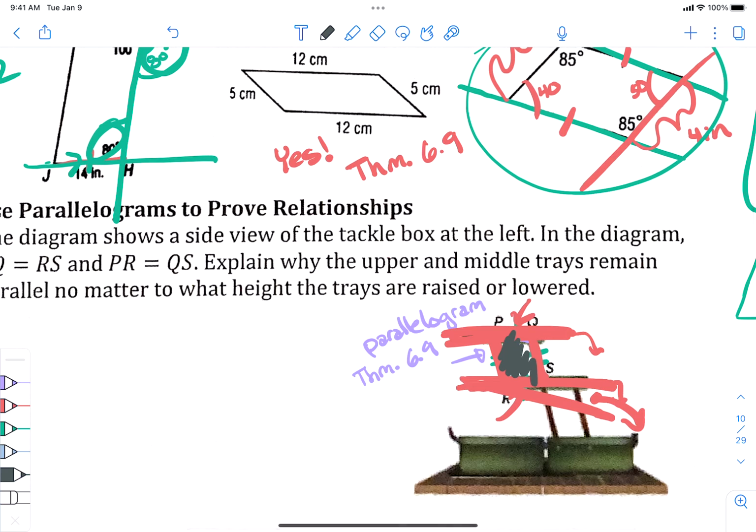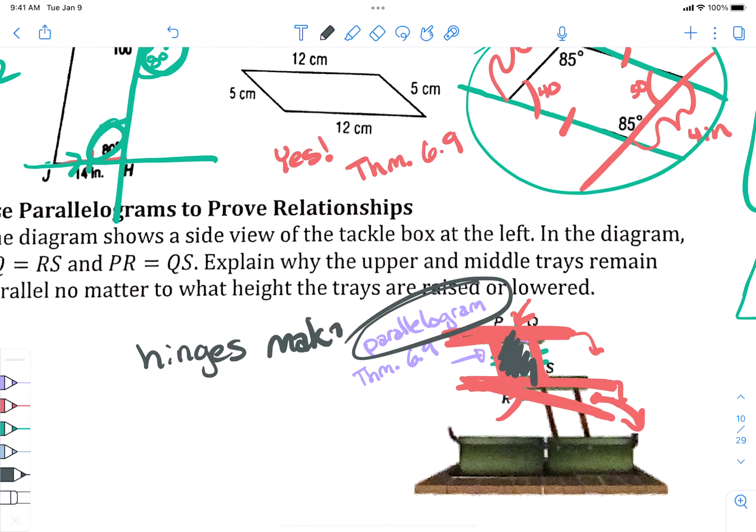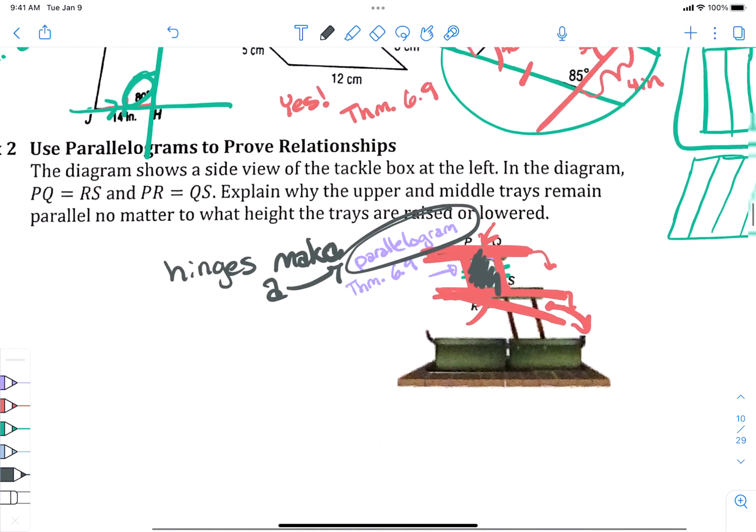So, explain why the upper and middle trays remain parallel. Because the hinges make a parallelogram, okay? And so the top and the bottom trays are going to be parallel to each other no matter what. Happy with that? Yep. Make sense? Okay.